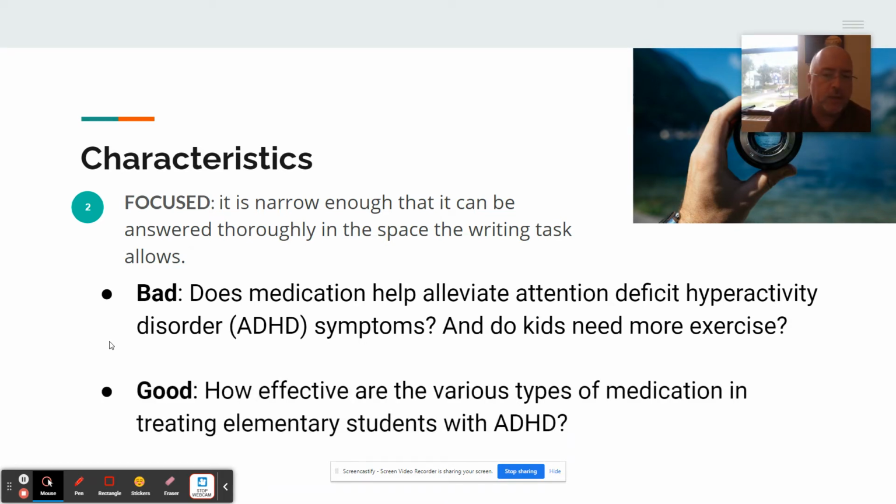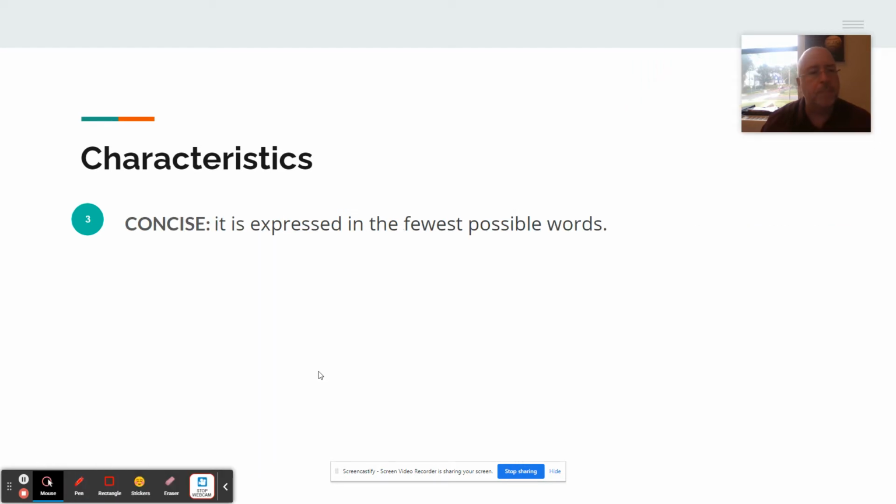Whereas, how effective are the various types of medication in treating elementary students with ADHD? Okay, so I have 3 things in here that really help, all right? Various types of medications, I'm looking that up. And then I'm going to look specifically at elementary students, all right? Those are 2 things that I need to know. That's actually pretty good, pretty solid.